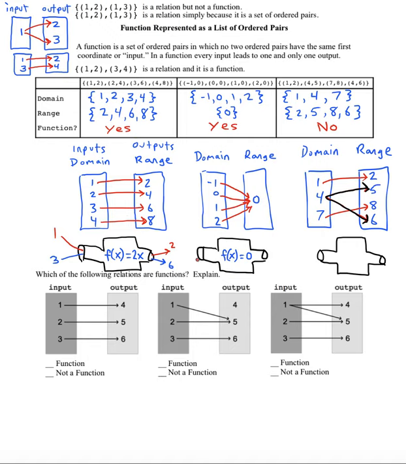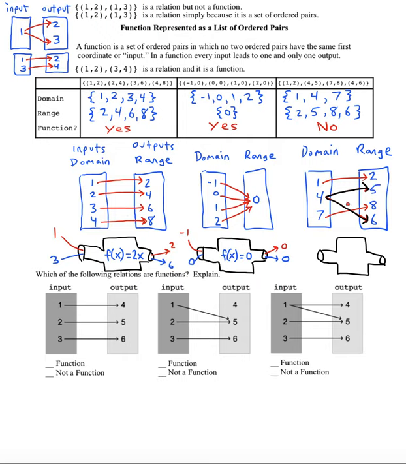So if you throw in a negative 1 into the machine, 0 comes out. If you throw in a 0 into the machine, 0 comes out. Doesn't matter what you throw in, 0 comes out. That's still a rule.